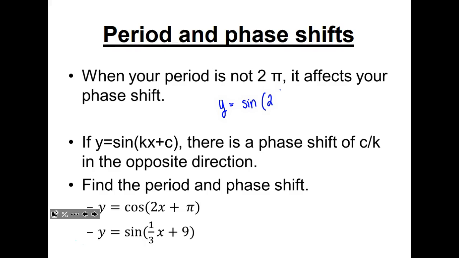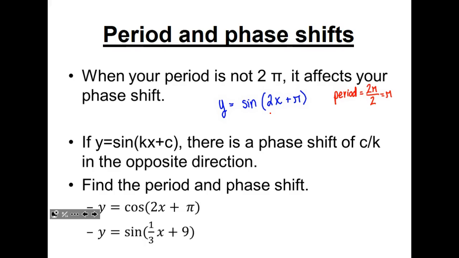2x plus pi, like that, we were learning at the end of class yesterday that to find the period for this, I would do 2 pi divided by the number that x is multiplied by. So divided by 2, right? So the period for this example I just put here would be pi, right?